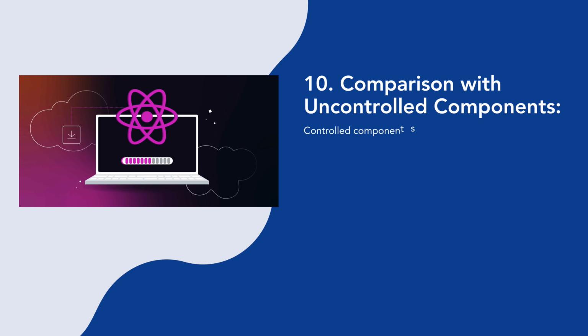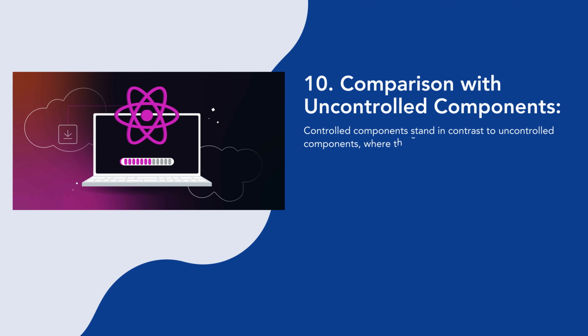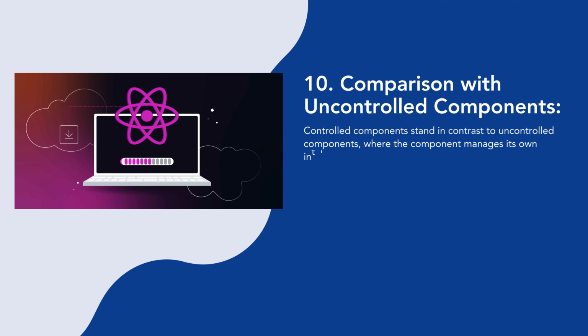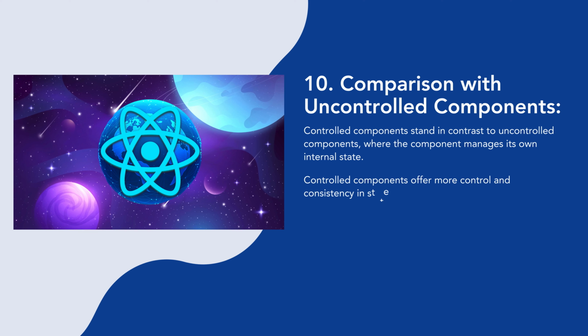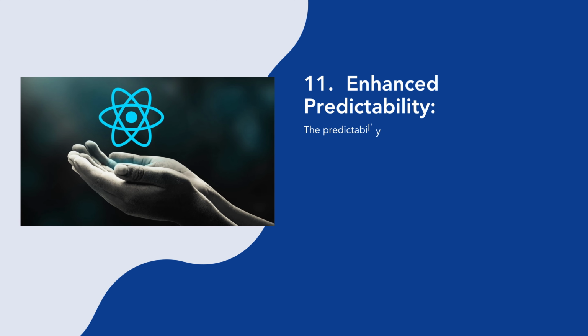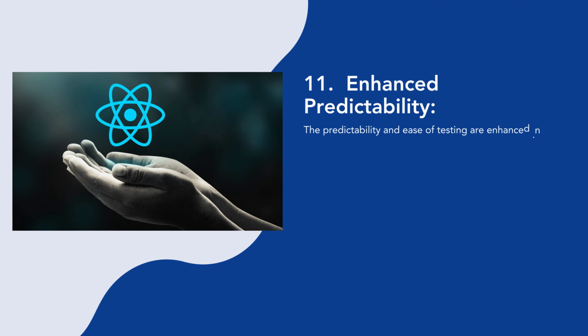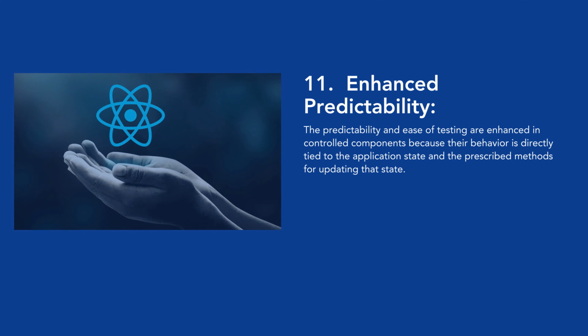Comparison and uncontrolled components. Controlled components stand in contrast to uncontrolled components, where the component manages its own internal state. Controlled components offer more control and consistency in state management. Enhanced predictability. The predictability and ease of testing are enhanced in controlled components because their behavior is directly tied to the application state and the prescribed method for updating that state.